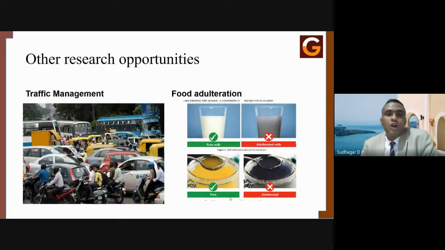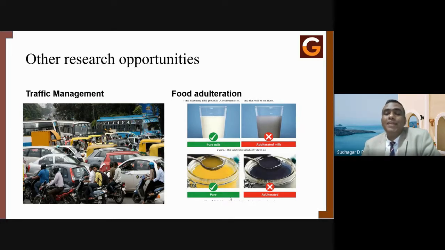Apart from the research opportunities which I've stated, there are other research opportunities also which you can explore. One is traffic management. I'm sure all of you would agree in India our traffic management is not the same as how it is in the European countries or in a developed nation. Still there is a need for us to come out with an innovative solution for how the traffic could be managed in India.